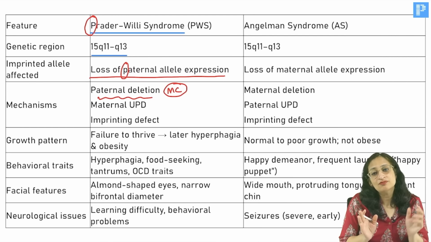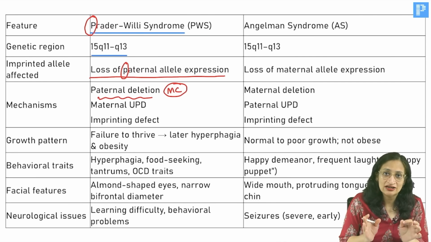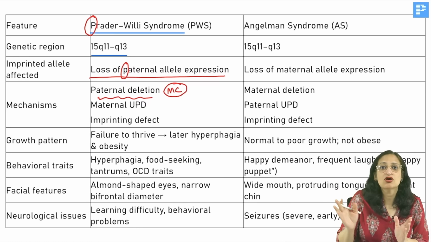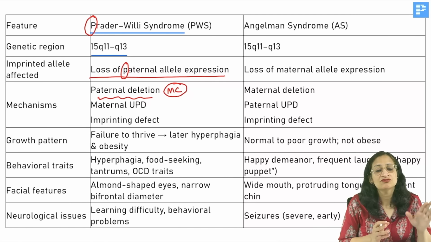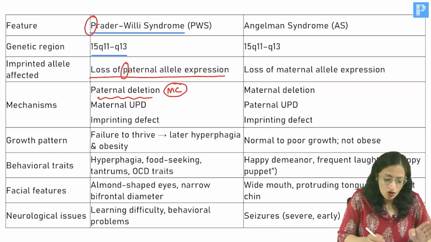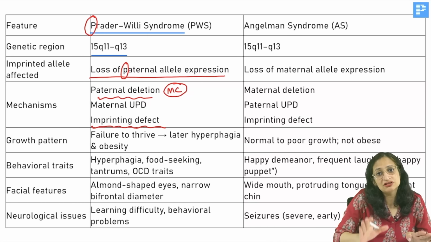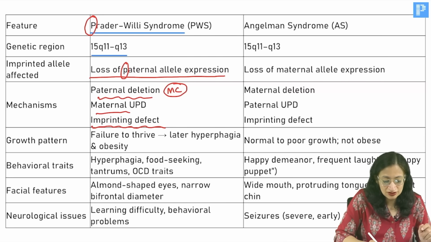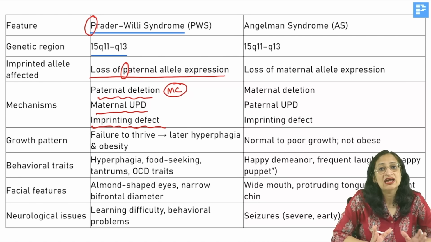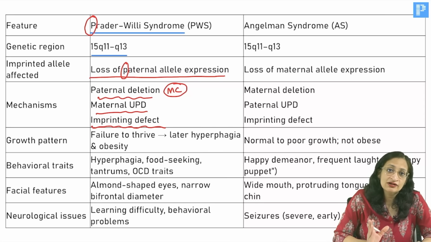So normally what happens for each gene, each child gets one copy from the father, one copy from the mother. Now, this Prader-Willi syndrome is going to happen if the paternal copy, or the copy coming from the father, gets deleted, or there is some imprinting defect, or the mother's copy, the maternal copy, becomes duplicated. So, maternal uniparental disomy. So, these are the mechanisms by which Prader-Willi syndrome can occur.